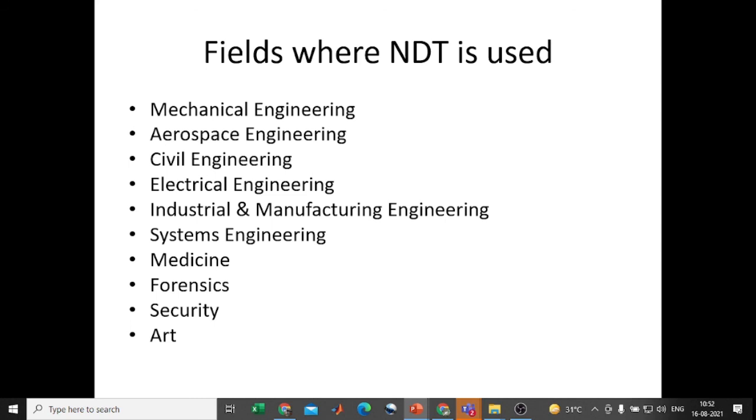Yes, mechanical engineering. In Trichy itself, there is BHEL available. BHEL produces boiler components. It may be pressure parts or non-pressure parts, so you may examine what happens with the pressure parts, what happens with the non-pressure parts, and what defects and flaws are available. We can examine this with non-destructive testing.